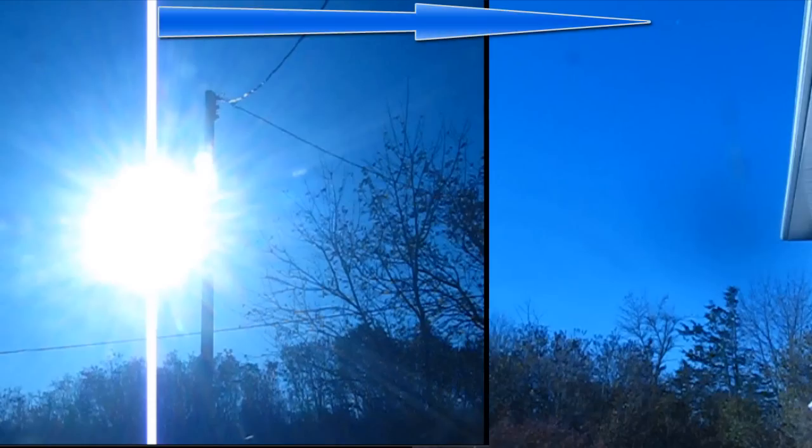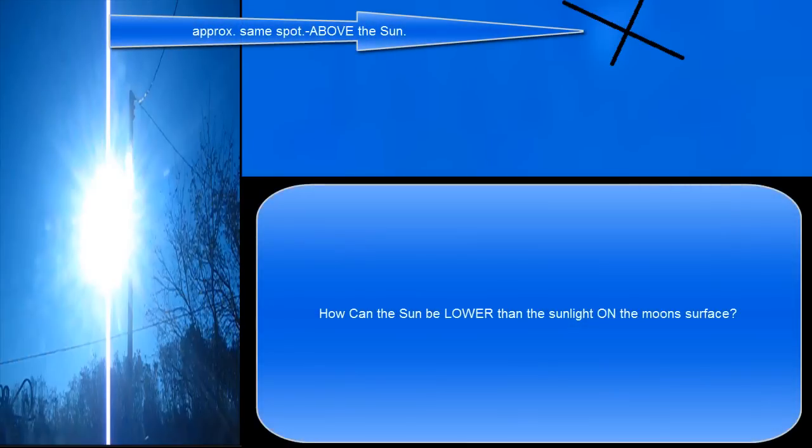Well, I'll show how. I took two photos of what I'm looking at and gave them a height distance. That was it. This is the moon close up. I'm going to put some lines through it so we can see what it's pointing at. So that is what the sunshine side of the moon is facing, which is why I thought it was weird. So how can the sun be lower than the sunlight on the moon's surface? It's approximately the same spot in both photos. How would we explain that?